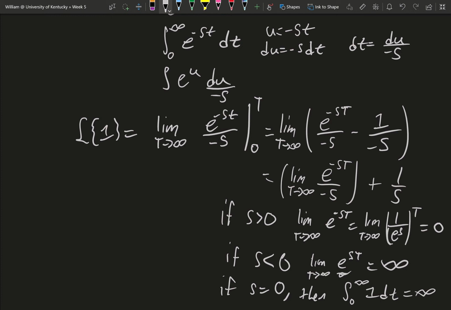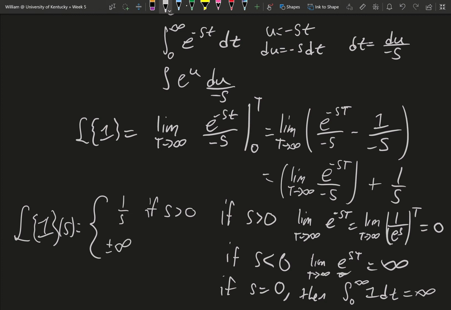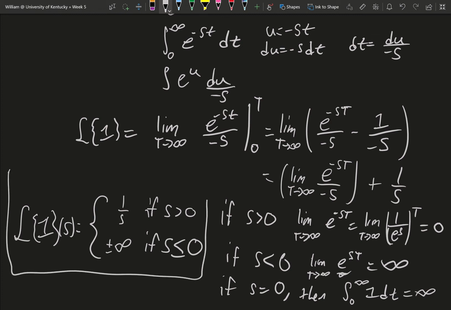So what we have is sort of the following cases. L of s, or the Laplace transform of 1, is equal to 1 over s if s is greater than 0. And it blows up, equal to, I guess, infinity or negative infinity if s is less than or equal to 0. Yeah, so this would be our final answer.